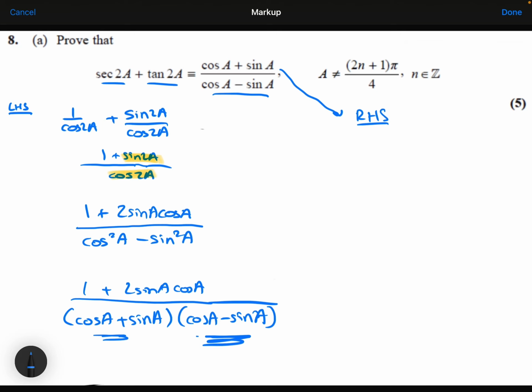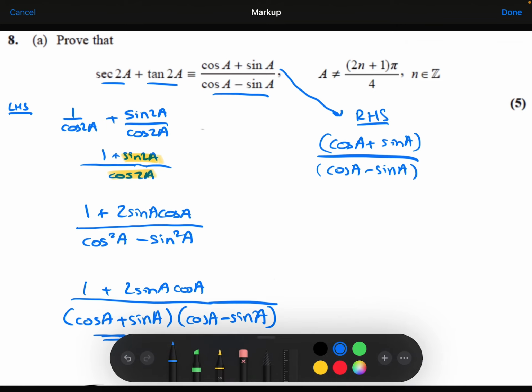So what about if I took my right-hand side, let me copy it down first of all, the cos a plus sine a over cos a minus sine a, and multiplied it by this cos a plus sine a that I've already got on the denominator? So what about if I times here by cos a plus sine a, and obviously I'd have to do the same to the top. Then let me expand the brackets and see what I'd get.